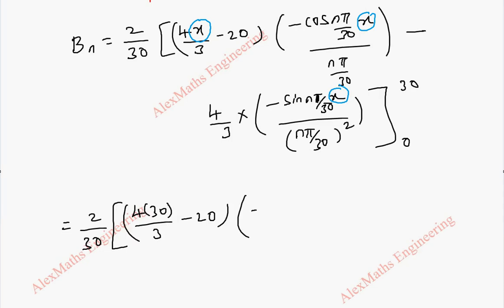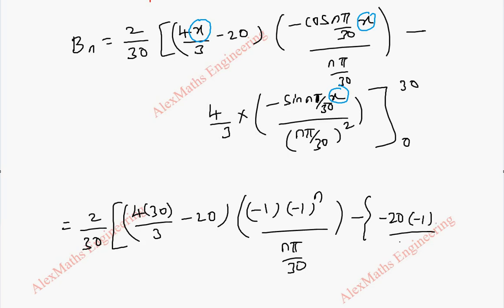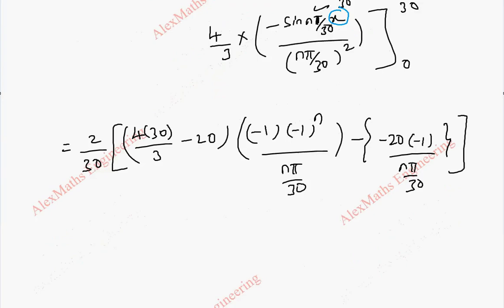Then minus 1 into, when I put 30 here, 30 gets cancelled, cos n pi, which is minus 1 whole power n divided by n pi by 30. When I put 30 here, we get, after cancelling 30, sin n pi, which is 0. So we have only this much, minus, when I apply the lower limit 0 here, we get minus 20 into cos 0 is 1, already there is a minus 1. So by n pi by 30, and this term will not be there because sin 0 is 0. So we have only this much left.